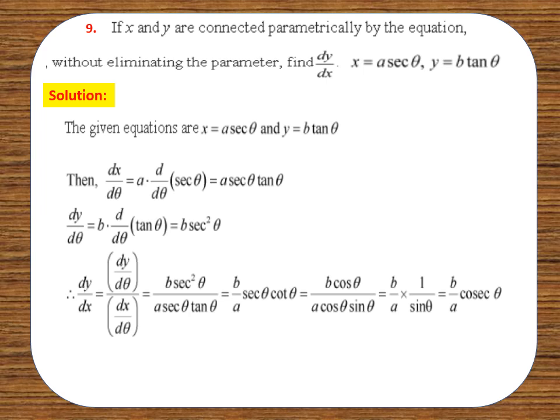So dx upon d theta, differentiating with respect to theta, we are getting a sec theta tan theta, and y is equal to b tan theta. So dy upon d theta, differentiating with respect to theta, we are getting b sec square theta. So putting these values of dx upon d theta and dy upon d theta in the formula, we will get our final answer as b upon a cosec theta after simplification.